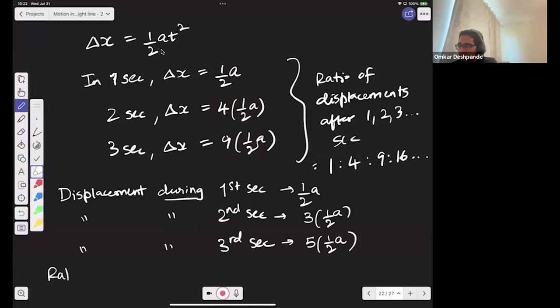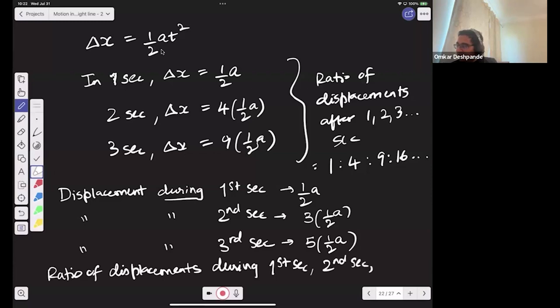So the ratio of displacements during the first second, the second, the third second, and so on would be the ratio of the odd numbers: 1 is to 3 is to 5 is to 7 is to 9 and so on. This is what Galileo saw.